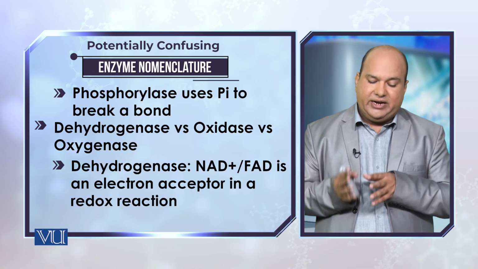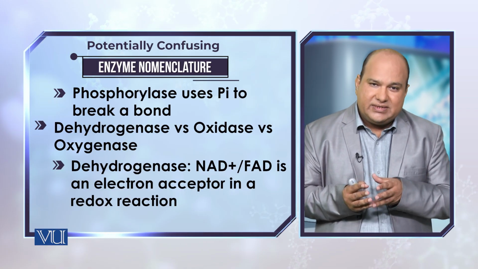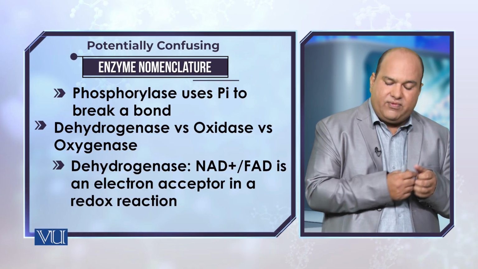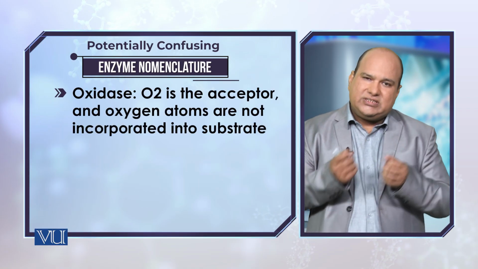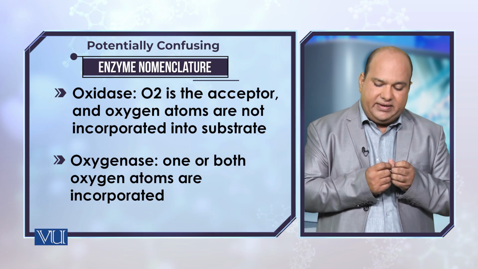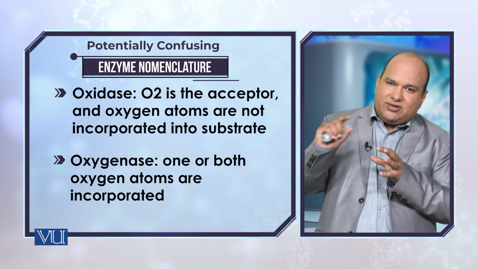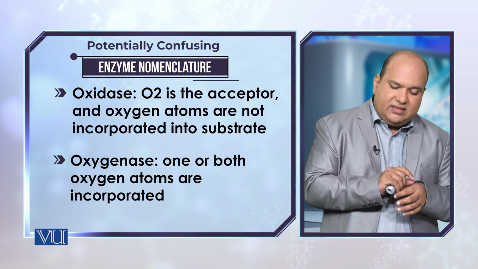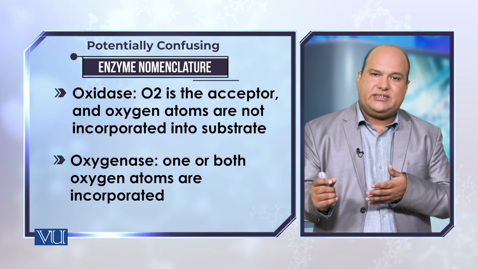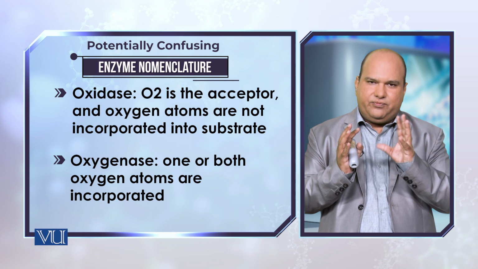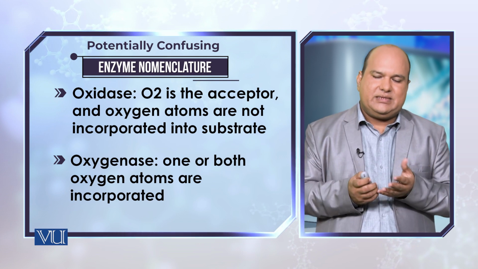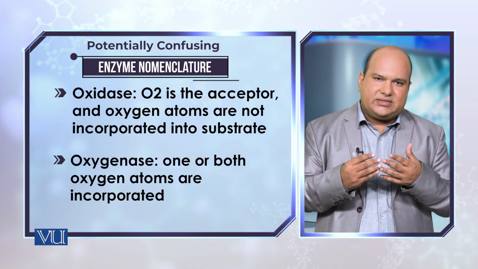Similarly, in dehydrogenase, NAD and FAD act as electron acceptors, while in the case of oxidase, oxygen acts as an acceptor. But here oxygen is not incorporated into a molecule, whereas in the case of oxygenase, the oxygen gets incorporated. So these are a little bit of confusion when you are talking about the nomenclature, and you have to keep these things in mind whenever you are studying the enzymes.